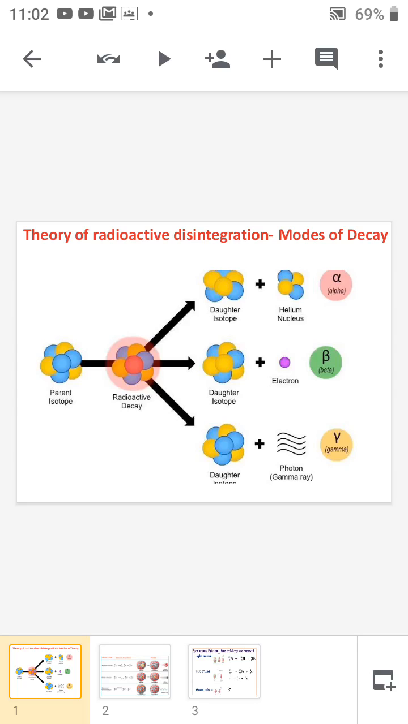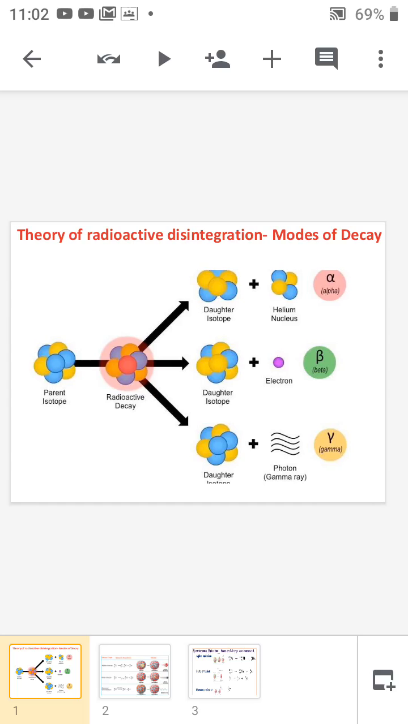Good morning everybody. Today we are discussing the next topic of nuclear chemistry, that is the theory of radioactive disintegration and modes of decay. This topic is very important and a frequently asked university question. You have already studied this topic in your plus 2 classes, so this is only a revision.